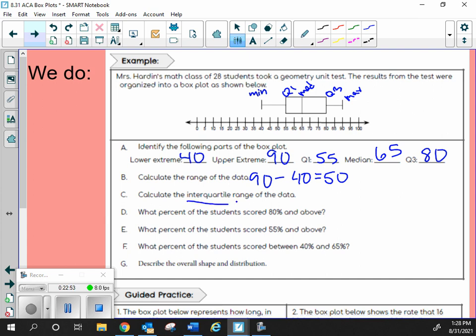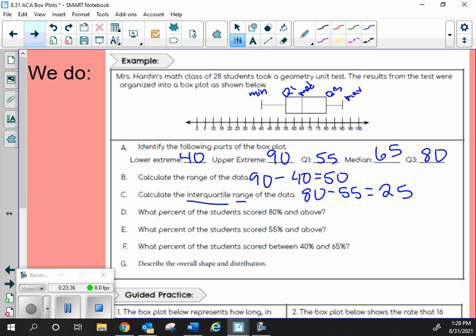To find the interquartile range, what did we do again? Very good. So Q3 is 80 minus Q1, which is 55. Take a second, don't shout it out. Okay, what did y'all get? 25, very good.